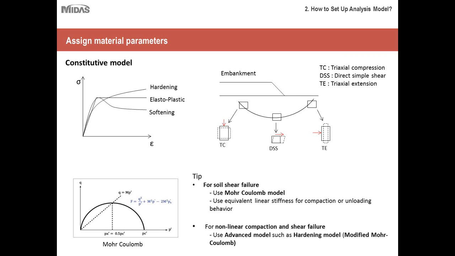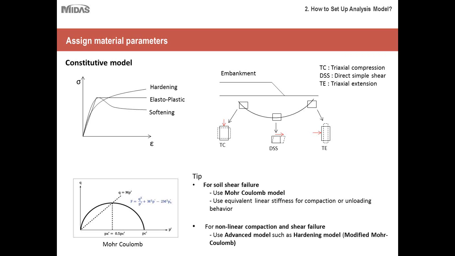But if you want to perform a non-linear compaction and shear failure analysis on the soil, let's say you are dealing with soil strata that are not very stable, that are poor soil with large volume changes that can happen, then that type of soil should be modeled using a constitutive material model like advanced models such as hardening model or modified Mohr-Coulomb. So this is again a brief recap from what we have discussed or learned in the previous sessions as to where to use what type of constitutive material model.